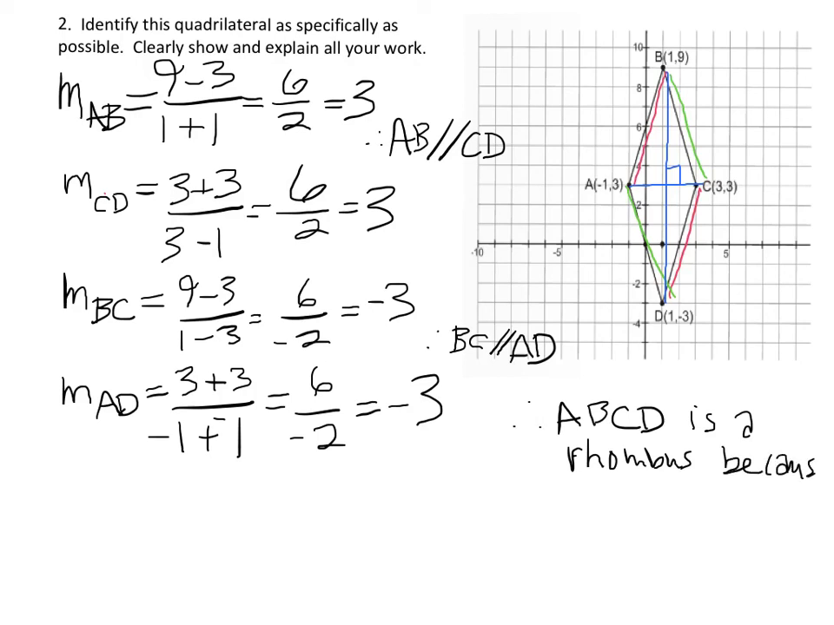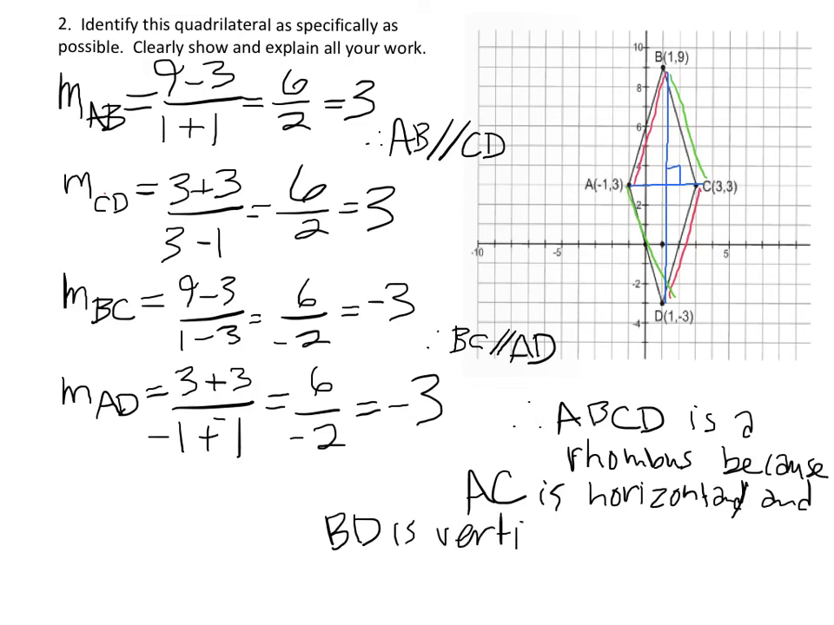because AC is horizontal and BD is vertical. So AC is perpendicular to BD, which by the proof of a rhombus we know makes that a rhombus.